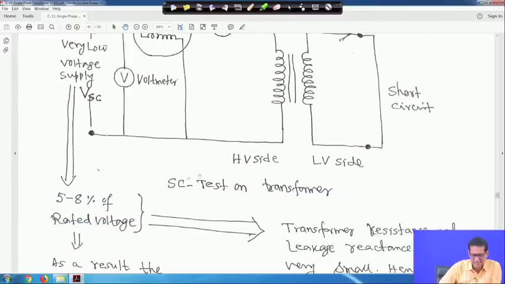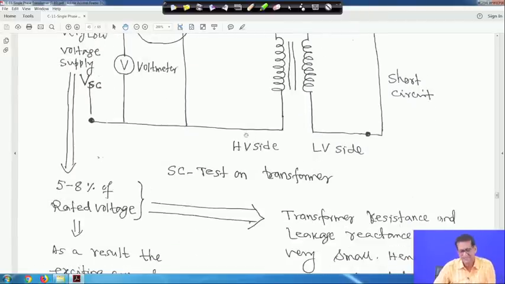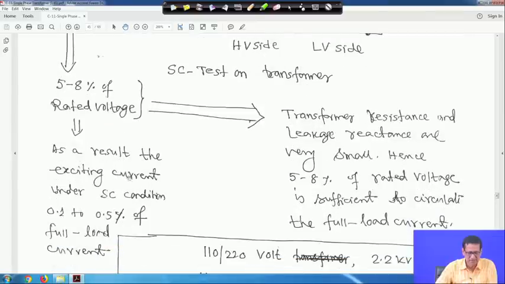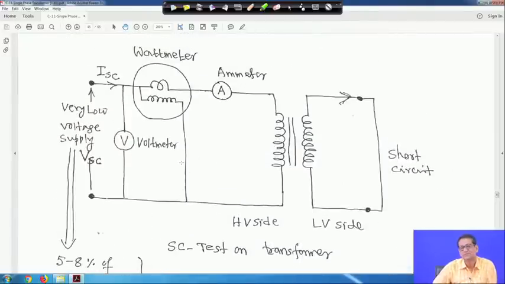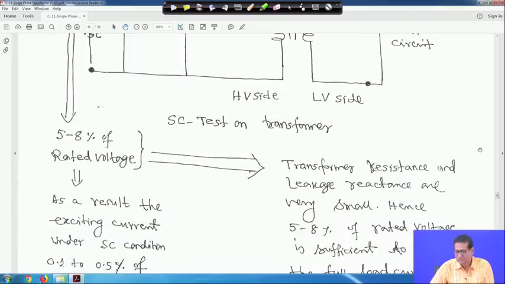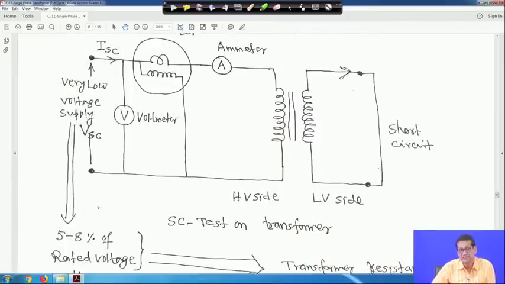In this case, 5 to 8% of the rated voltage is required to flow the full load or rated current. As a result, the exciting current under short circuit condition is 0.1 to 0.5% of the full load current. Exciting current means I0, so that is negligible. Transformer resistance and leakage reactance are very small, so 5 to 8% of rated voltage is sufficient to circulate the full load current, because it is short circuited. The wattmeter reading will give the copper loss, and the ammeter reading gives the full load current.